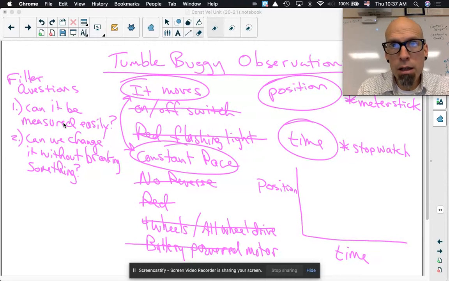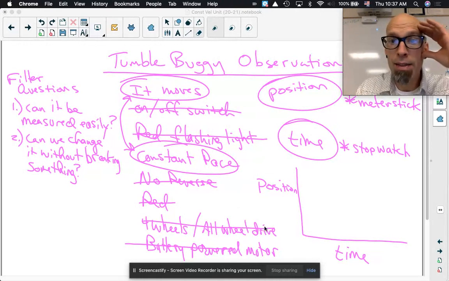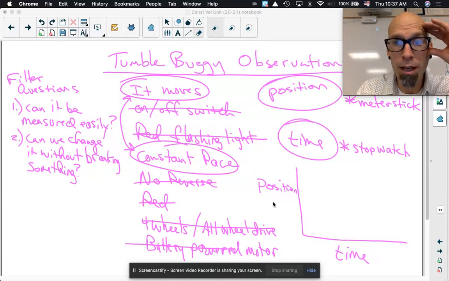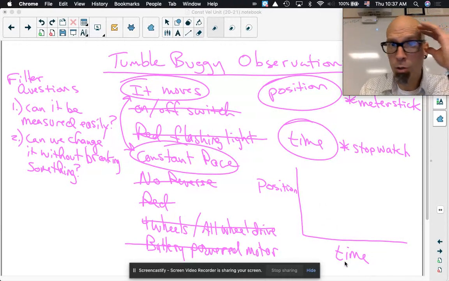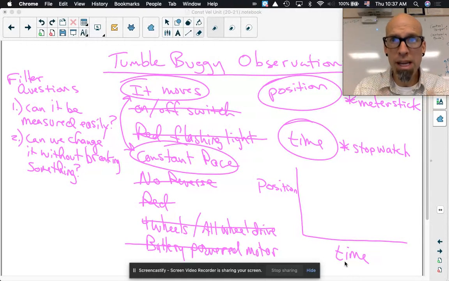It sounds like we have 2 variables. How many variables can you put on a line graph? 2. Oh, look at this. We have 2 variables. And so what we decided is that we will collect some data on the tumble buggy, and it will be position data and time data. We'll have a position-time data table, and then we will plot those points, and then we will see what is the relationship between position and time. That now becomes our question. What is the relationship between position and time?